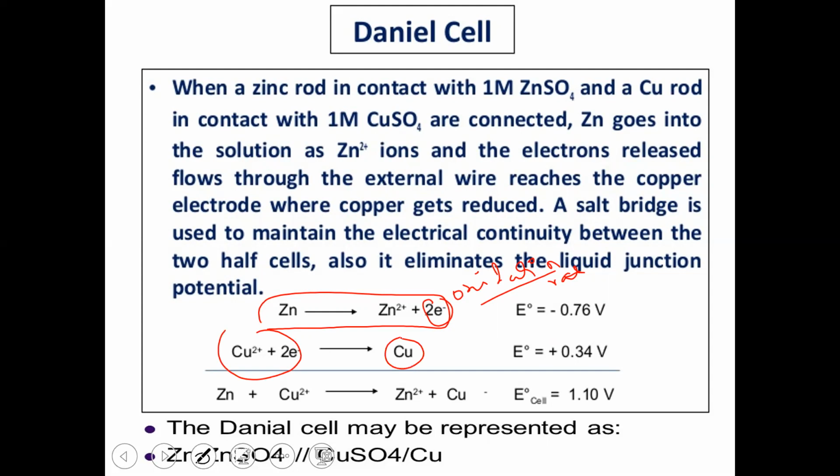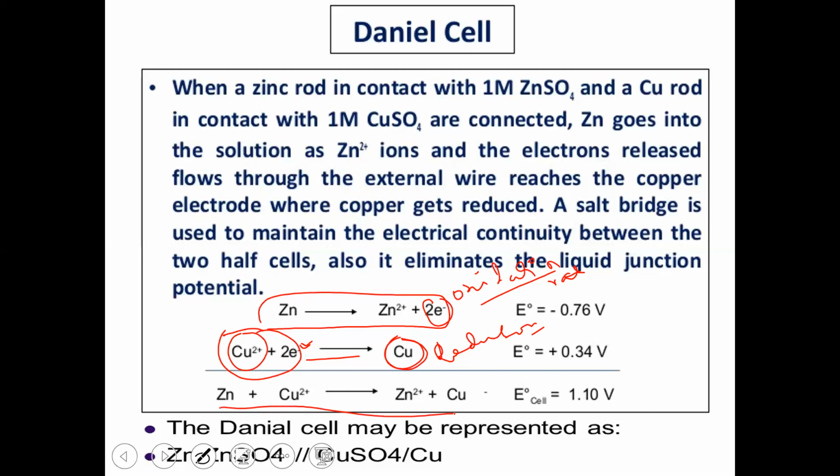Here at the cathode chamber, copper acts as the cathode, as we know. At the cathode, Cu2+ combines with the two electrons from the zinc. Finally, after absorbing the two electrons, it converts to copper. Absorbing electrons is known as reduction. That is why at the cathode, reduction reactions take place.